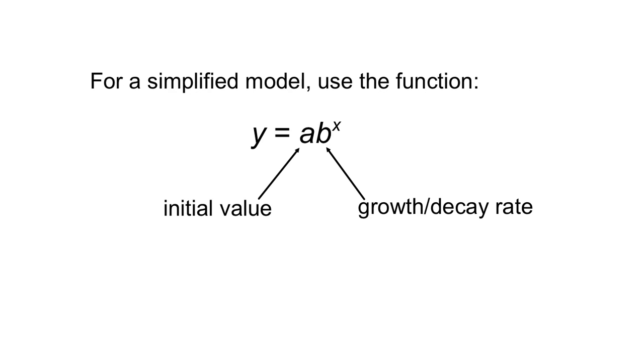Now I will go back to this Desmos graphing calculator in a second, but first, for a simplified model, which we're going to use today, we can use this function, y equals a times b to the x. I'm ignoring the c value for now, just to simplify our model. So remember when I said a plus c would be your y-intercept? Well, if we're ignoring that, then a would be your y-intercept or your initial value. B, the base of your power, will be your growth or decay rate. So keep this idea in your mind. We're going to create an equation in the format y equals a times b to the exponent x.